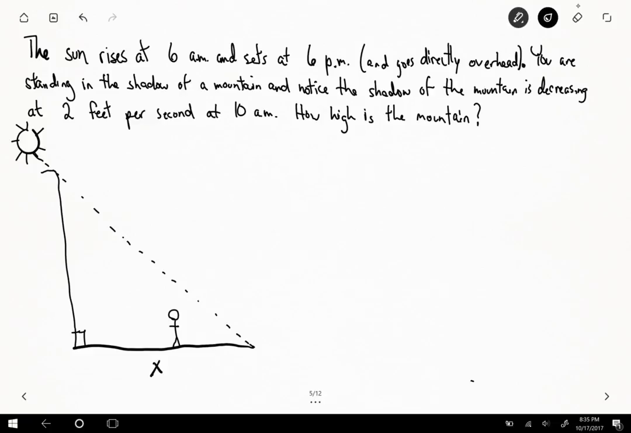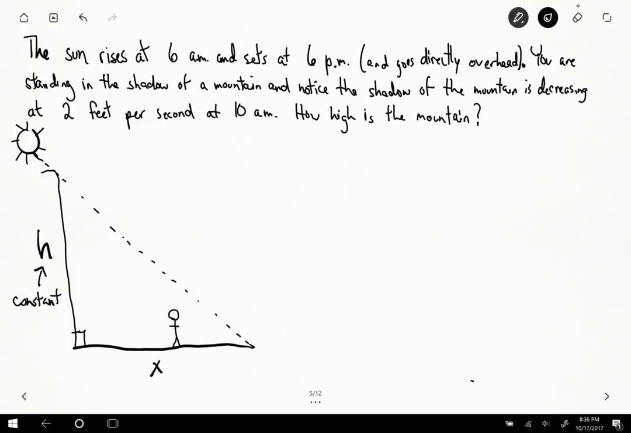Okay. Well, what else do we have? Well, we want to try and find how high is the mountain. So in this case, we'll just label this h. Remember, though, is the mountain's height changing? Not whatsoever. So this h is just a constant. So that's something to keep in mind.